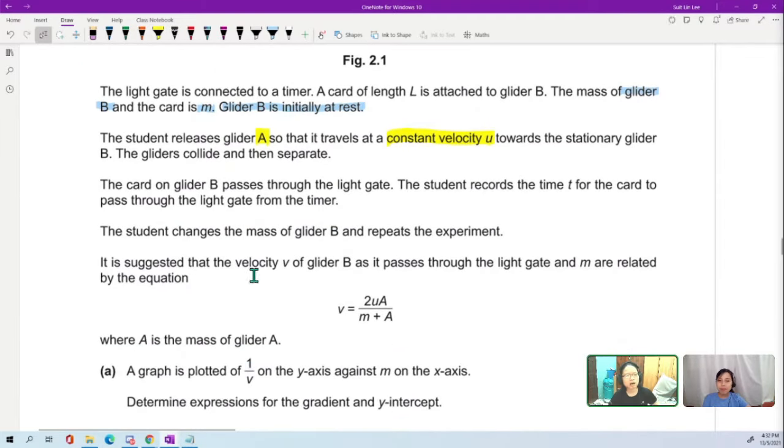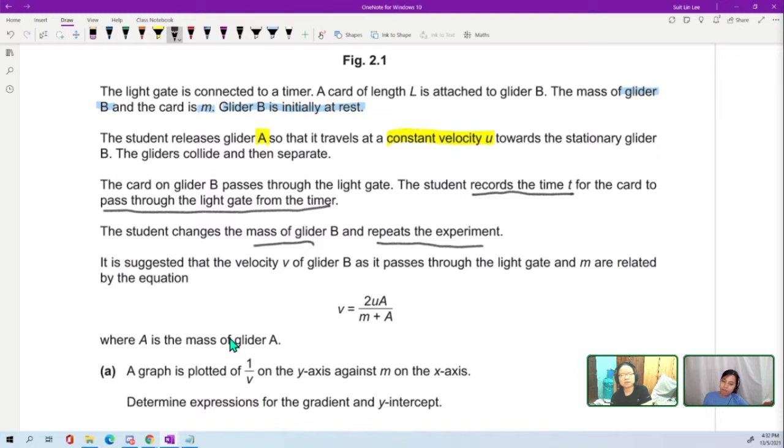The student changes the mass of glider B and repeats the experiment. And records the time t for the card to pass through the light gate for the timer. It is suggested that the velocity v of glider B as it passes through the light gate and m are related by this equation.